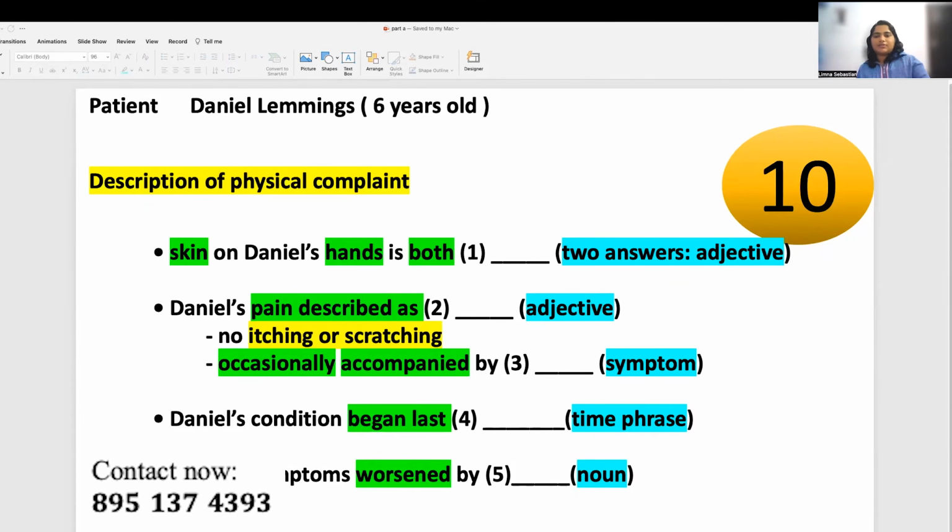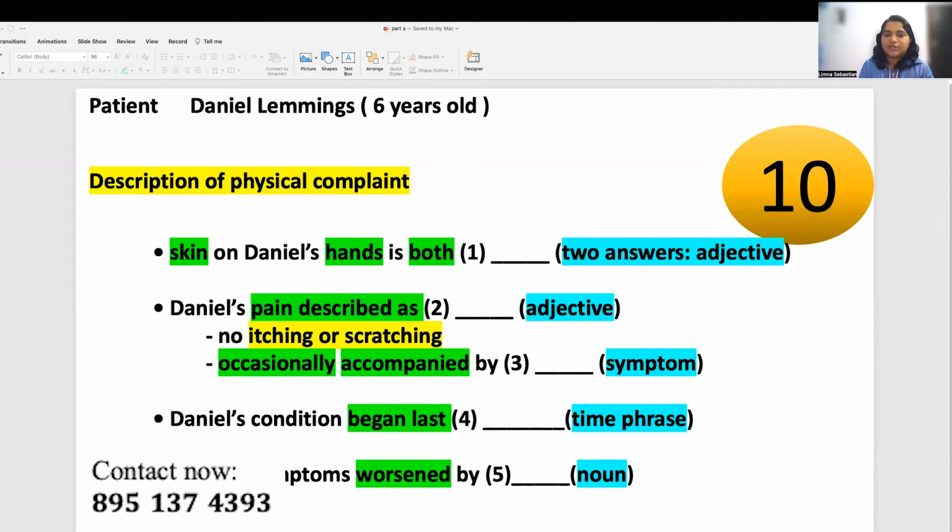And the first one I already told. The second one, Daniel's pain described as. Here, pain described as means we can predict some adjective there. Maybe the mother will tell the pain is mild or moderate or dull pain, or he has constant pain, like that. So we should be familiar with these types of words as well. Okay, and next, here the hedging words is pain described as. So we are predicting the answer may be an adjective.